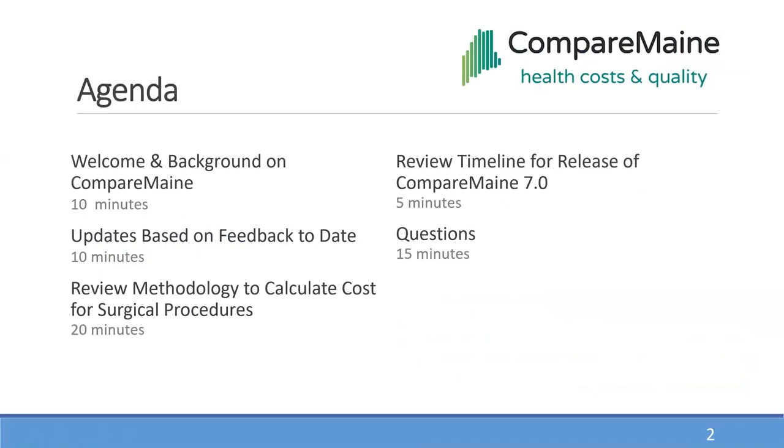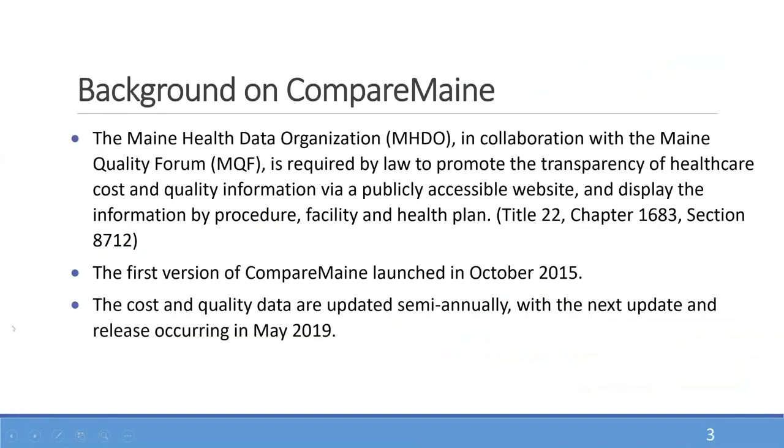Just as a reminder, the next slide, the background on CompareMaine. The Maine Health Data Organization, in collaboration with the Maine Quality Forum, are required by law to promote the transparency of healthcare costs and quality information on a publicly accessible website, and we are required to display that information at the individual procedure level, by facility, by health plan. The first version of CompareMaine was launched in October of 2015. And we are required by law to update the cost and quality data 2 times a year, and our next update is scheduled for release in May of this year.